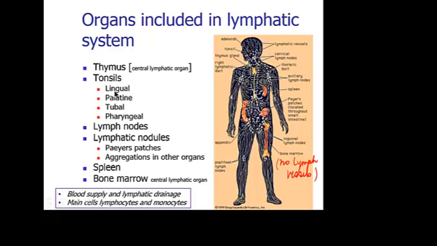The other tonsillar tissue that you see are lingual tonsils, which are present on the surface of the tongue. Anything to do with the tongue, we use the word lingual. Palatine, I already told you, as the name suggests, is in a part of the pharynx. Then the tubal tonsil. Tubal tonsil is seen in relation to the auditory or eustachian tube.